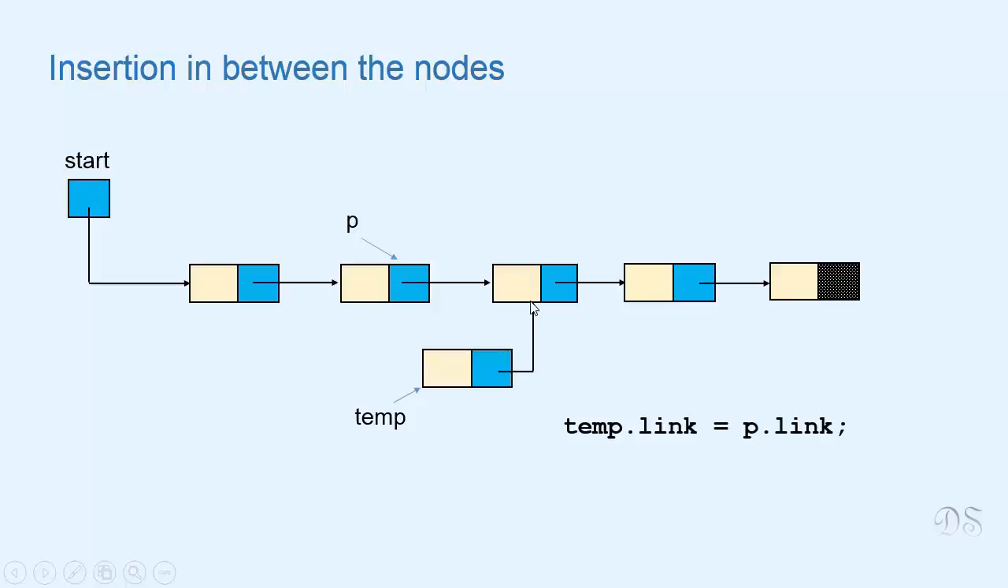We'll write temp link is equal to plink and then we'll make link part of this node refer to this node. So we'll write plink is equal to temp. So these are the two statements that we need to write to insert this new node in between these two nodes. Now the order of these two statements is important.